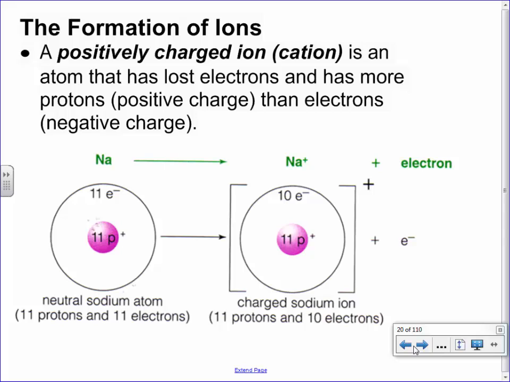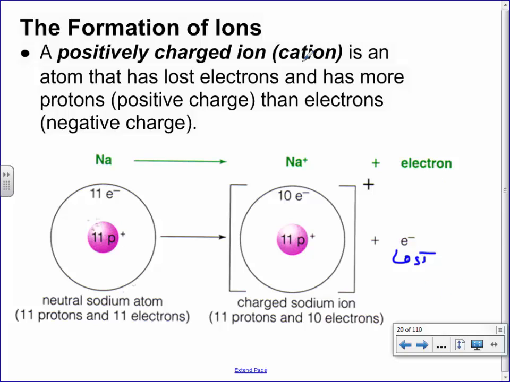So here's a picture to help kind of represent the idea. Here is a neutral sodium. It's got 11 of both. But a sodium ion has lost an electron, and so this is the lost electron, right? It's kicking out the electron, giving it to somebody else, because sodium doesn't want it. Chlorine wants it.